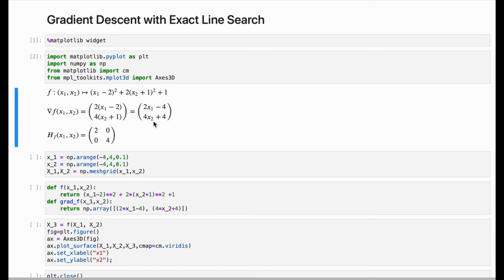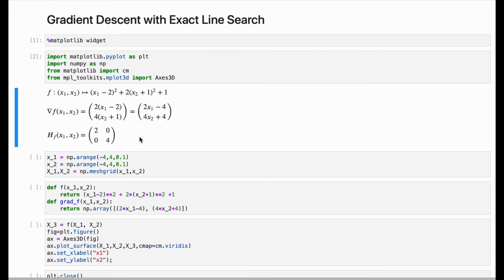The gradient of that function is this here, 2x1 minus 4, 4x2 plus 4. And finally, I have also computed the Hessian. The Hessian looks like this: you have 2, 0, 0, 4. You can easily see the determinant of the first leading principal minor is 2. The determinant of the second leading principal minor is 8. So both are positive, and that means this matrix is positive definite. So a stationary point of that function will actually be a local minimum.